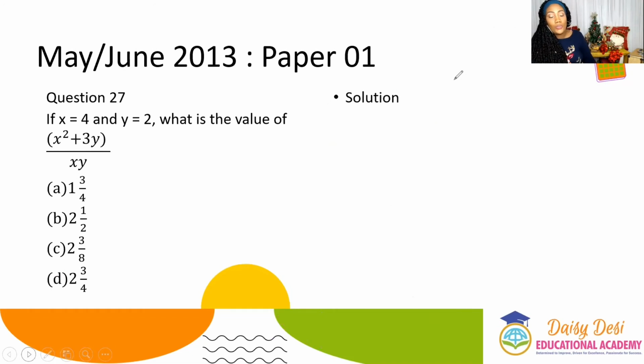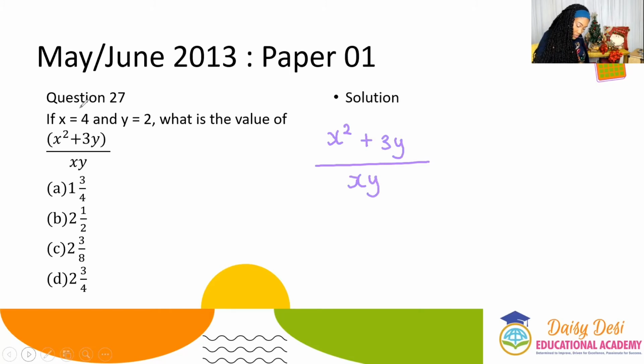This is the May-June 2013 question 27. It says if x is equal to 4 and y is equal to 2, what is the value of this long algebraic expression? Again, wherever you see x, you put 4. Wherever you see y, you put 2. I'm going to move a little bit faster, okay? So we have x squared plus 3y all over xy. Wherever we see x, we are putting 4. So that's 4 squared plus 3. Wherever we see y, we are putting 2, all over x, which is 4, and y, which is 2.